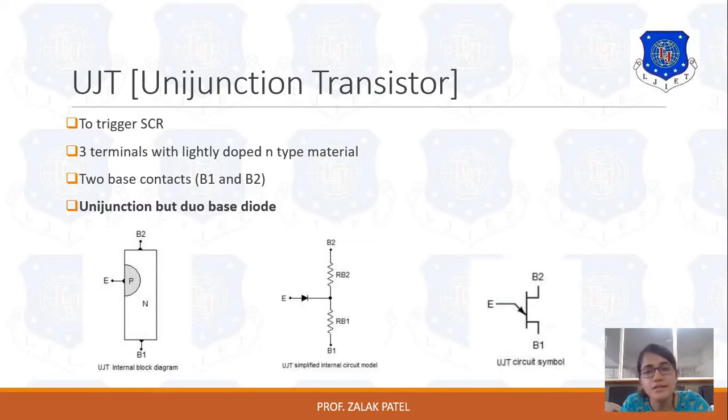Here you can see the emitter with the two base terminals B1 and B2. Because there is only one junction, it is called a unijunction transistor, and because of the two base connections B1 and B2, it is also called a double base diode. So this is the UJT.